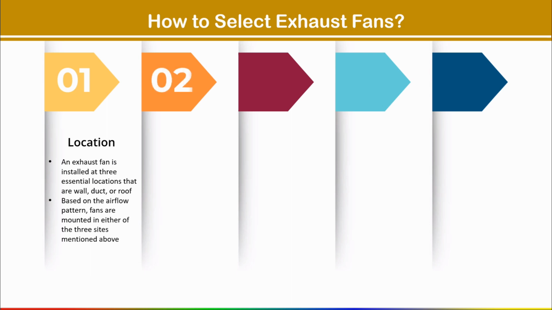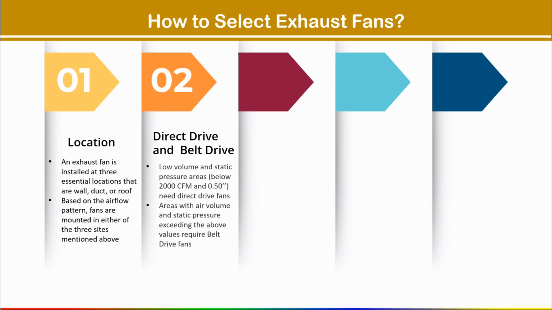Second is direct drive and belt drive. Which type of fan do you have to select, direct drive or belt drive? So see, it is written here, low volume and static pressure area, meaning below 2000 cfm and 0.2 to 0.5 inch, needs direct drive fans. Suppose you have calculated the airflow rate. For that, how to calculate the airflow rate, we have a formula. Don't worry, I will show you the formula.